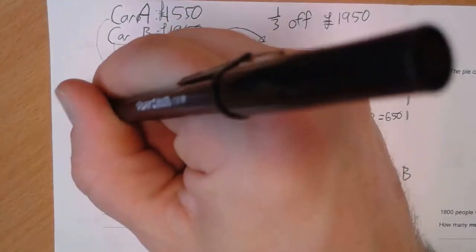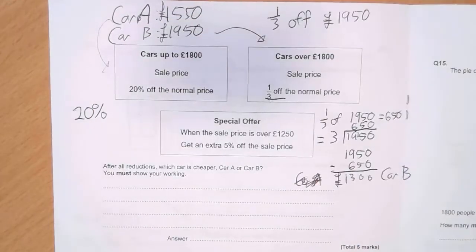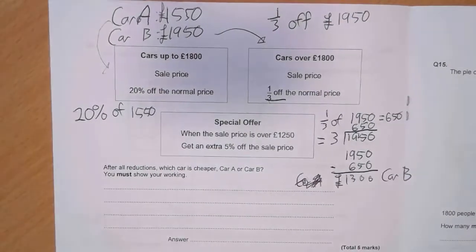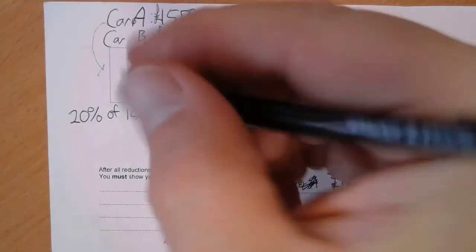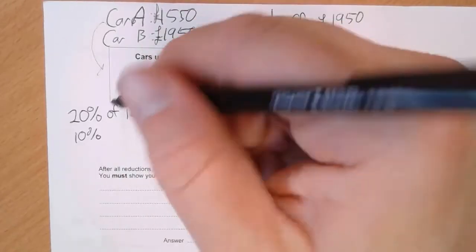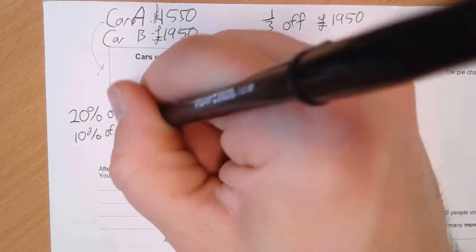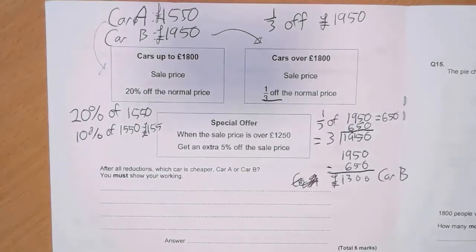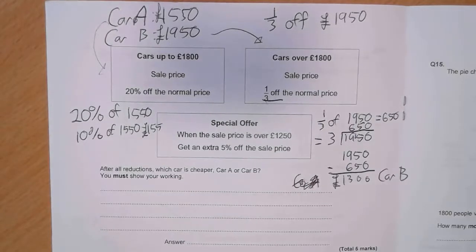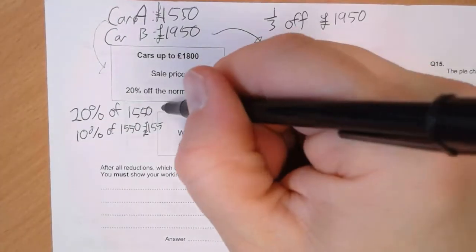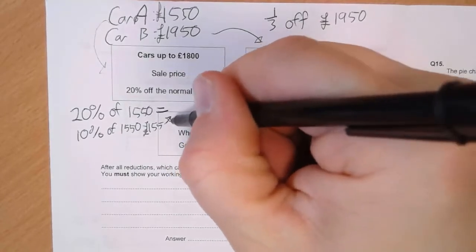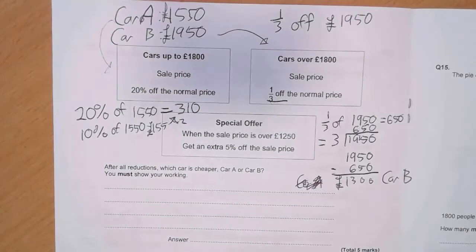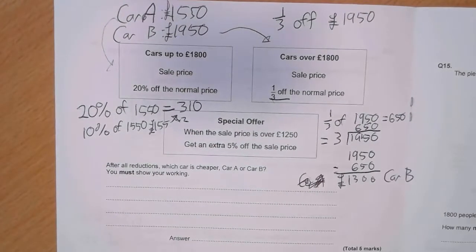So I want 20% off. So I'm going to find out what 20% of 1,550 is, and then I'm going to subtract that from the amount. So 10% of 1,550 is £155. It's just divided by 10, right? Because 10% is 1/10 of 100% of the price. So 20% must be twice that 10%, and that gives me £310. So that is my discount on car A.